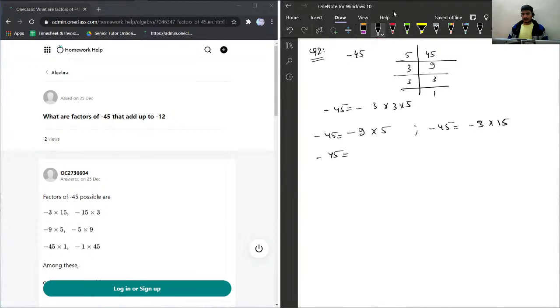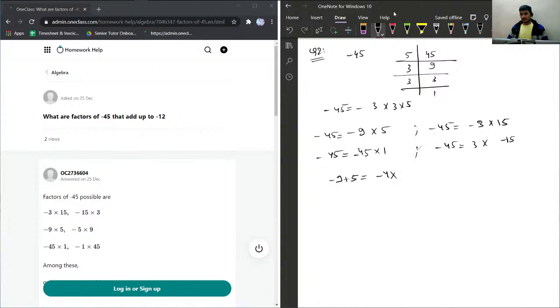Yeah, so we can write it as 45 into 1. So let's say negative 45 into 1. What we need to do is add these numbers, these factors. If I add negative 5 with 5, I will get negative 4, which is not equal to negative 12. In this case also I will not get it, so I'll write one more, which will be 3 into negative 15.